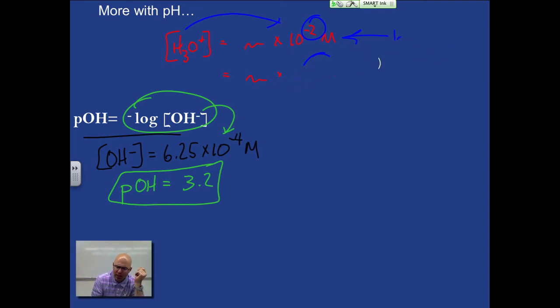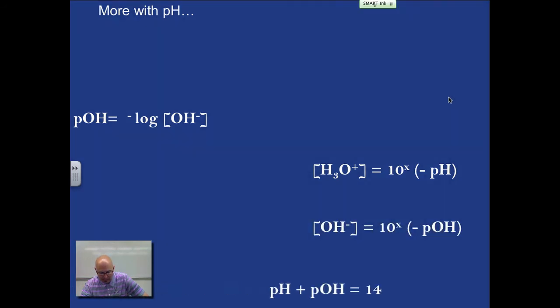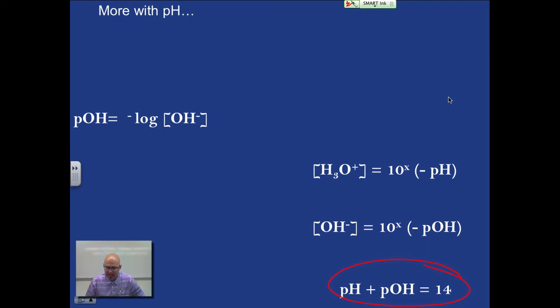Now, we don't use a pOH very often. You usually just see pH. But what's nice about pH and pOH, it runs the whole scale. And this is what I really wanted to get to: the pH plus the pOH is equal to 14. That's why the scale goes to 14. So your pH plus your pOH equals 14. Okay, pH plus pOH equals 14. That's why your scale goes to there.